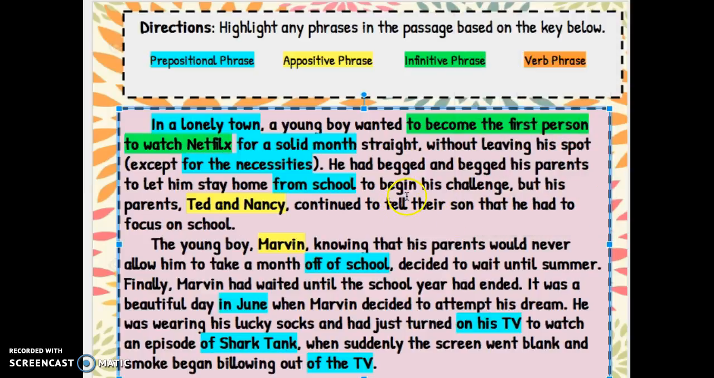Without leaving his spot except for the necessities. And you can almost scan the reading at this point and look for those words to and double check yourself and make sure it's followed by a verb. So to let him, to let is going to be an infinitive, to plus a verb. To let him stay home, that's everything relating to it. To begin his challenge is my other one. All right, so what I want you to do is go ahead and continue on with this passage and see if you can find the rest of them. Don't forget you're highlighting all the words that pertain to it, but don't go too crazy. Make sure that it's pertaining back and relating to begin, your infinitive there.